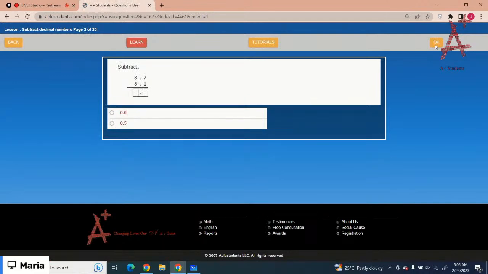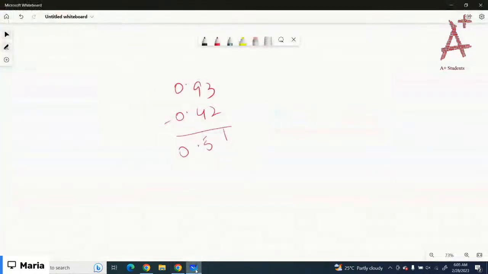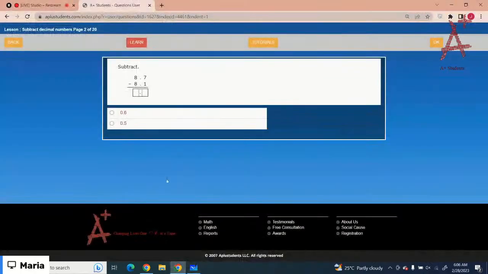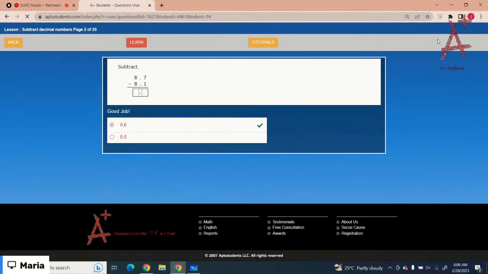Okay, the next one is 8.7 take away 8.1. So 7 take away 1 is 6 and 8 take away 8 is 0. So the correct option is 0.6. Let's move on to the next one.